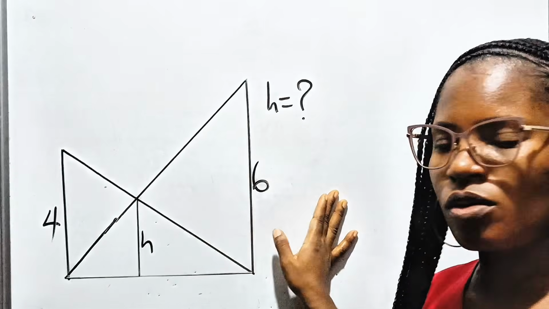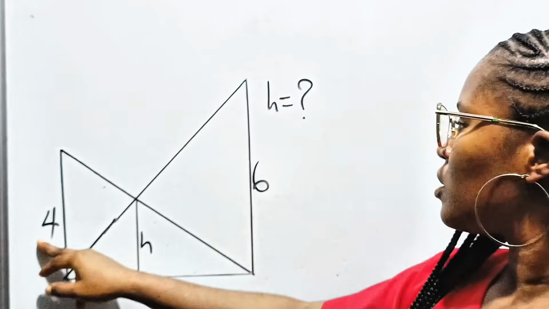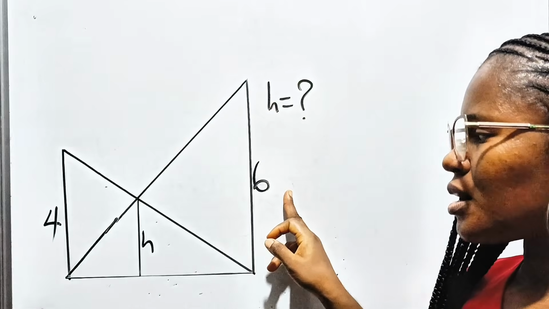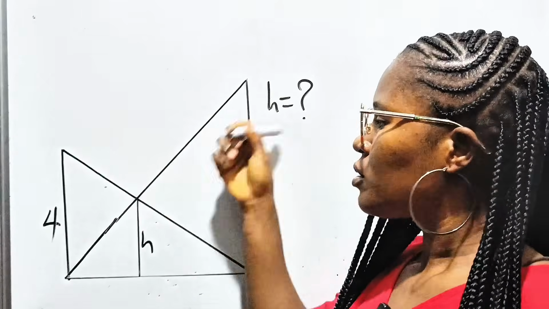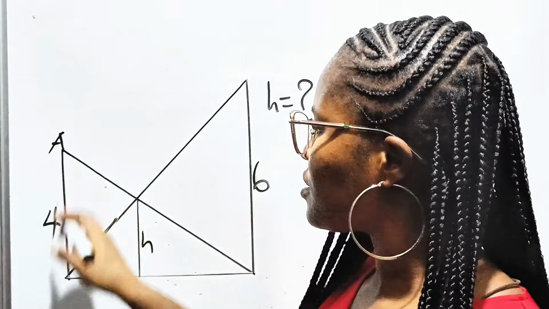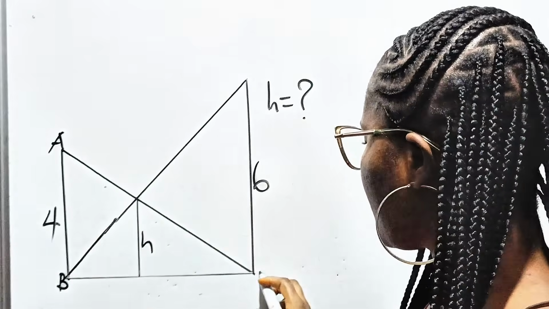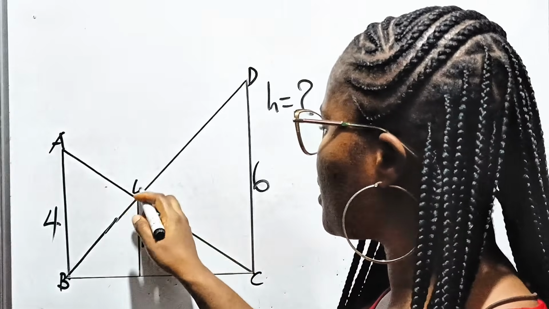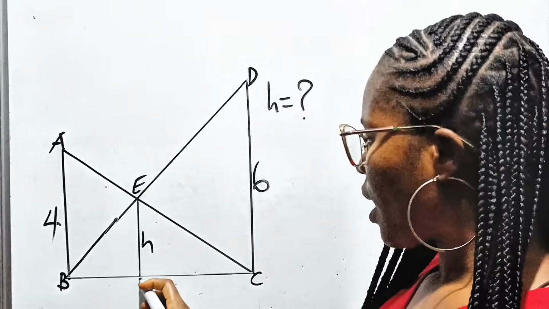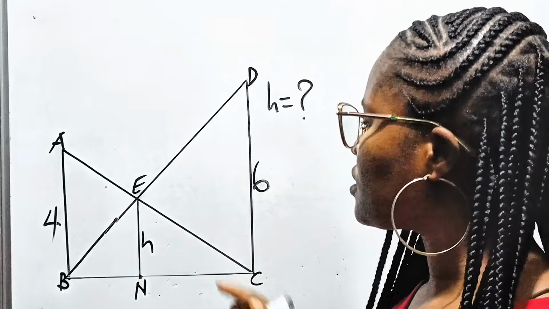This is not drawn to scale, please. From here to here is 4, from here to here is 6, and that is the only thing we are given. So let's name these vertices. We call this A, B, C, D. And this point, let's call it point E, and this meeting point, let's call it point N.